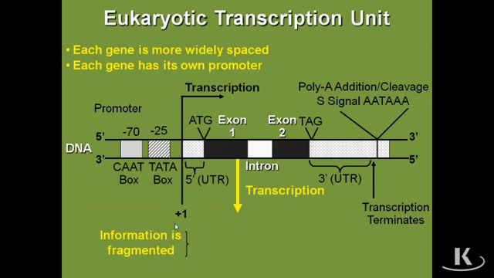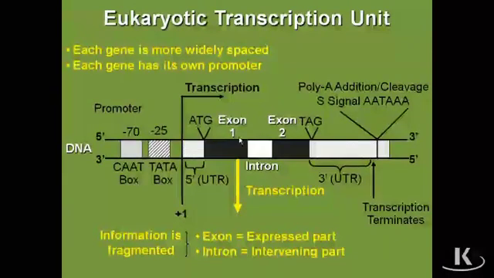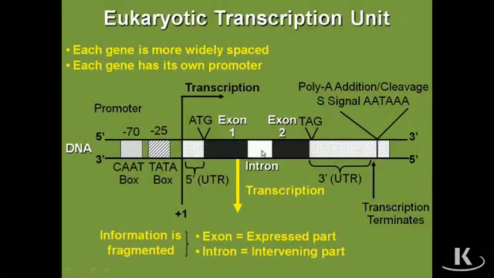The other key feature behind eukaryotic transcription is that the information is fragmented into exons and introns. An exon is the expressed part of the gene, whereas the intron is the intervening part of the gene. Notice, on this particular schematic, there's exon sequence, which is interrupted by an intron. What you need to realize is that it's the exon sequences that contain the important protein encoding information. The introns have absolutely nothing to do with the protein sequence.